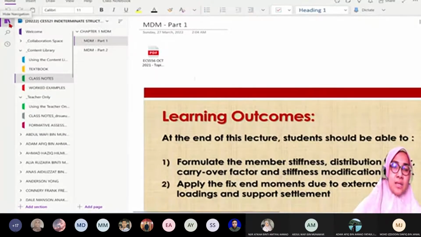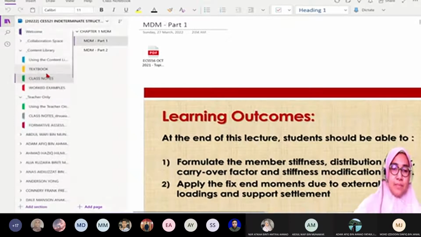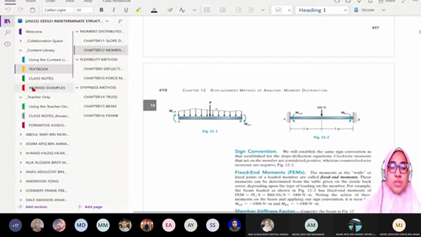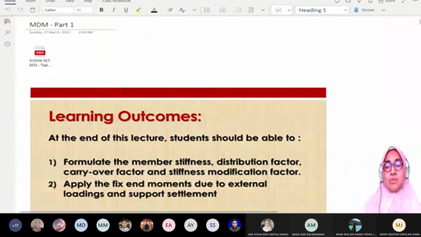Special thanks to Dr. Tevan for having this note, and basically this note is actually the summary from the textbook. It is actually the same as the textbook. So if you have any question, you can also interrupt. You can ask me a question. If you have a question after this class session, you can also text me using Teams chat.